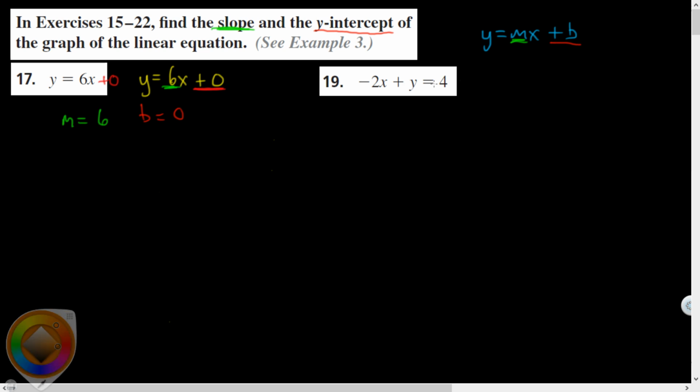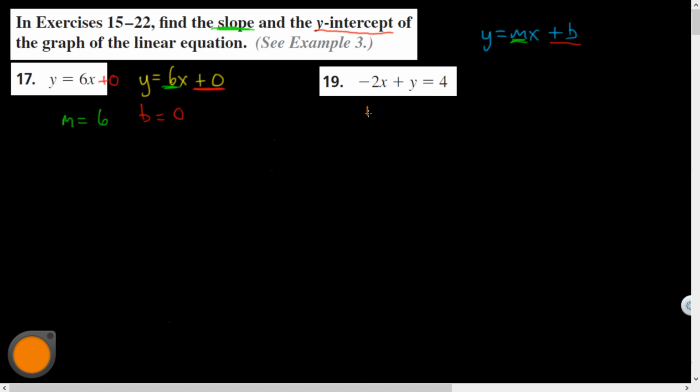Now, this equation over here is, notice, not in the right form. So I cannot start pulling m's and b's from things until I rearrange it. So let's solve for y. I got to move this negative 2x. How could I move a negative 2x? What are your guys' thoughts?